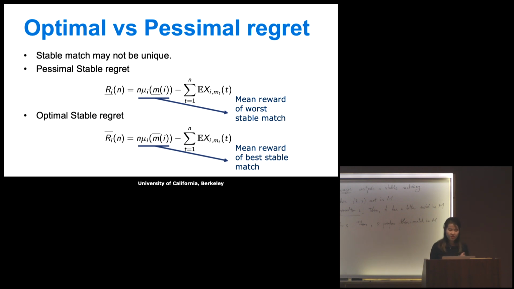So if the stable match is unique, then the pessimal stable regret and the optimal stable regret are the same, right? And here, optimal just refers to optimal for the players. So if you look at where each player has the best valid match, that would be the optimal stable match, and where each player has the worst valid match, that would be the pessimal stable regret notion. Is that part clear? Okay.